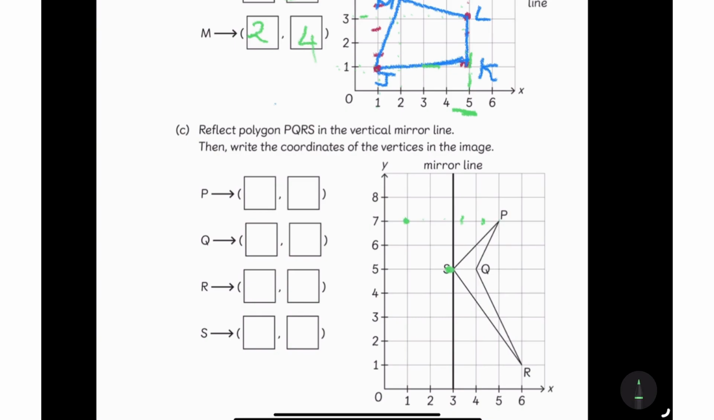S is right on the mirror, that will stay where it is. But if you see Q, it is 1 unit away. So from S, 1 unit away, I will put my Q. All right. So let's go to R now. For my R, if you see, I have 1, 2, 3. It's 3 units away from the mirror line. I will count the same on the other side. So 1, 2, and 3.